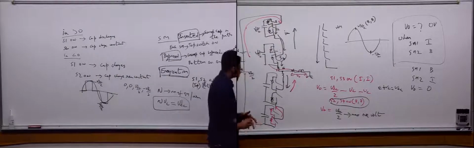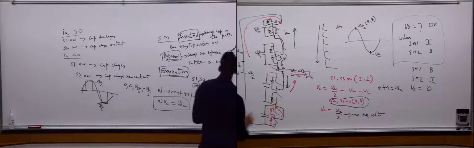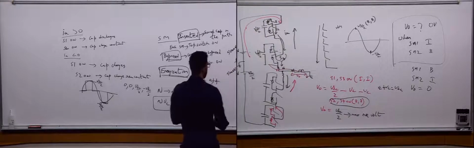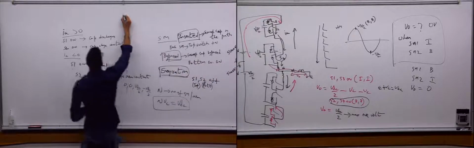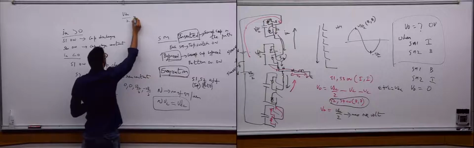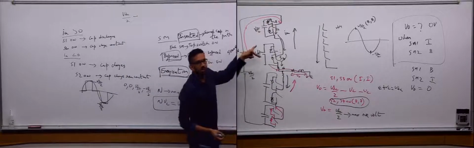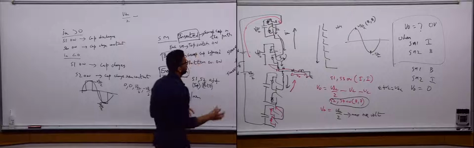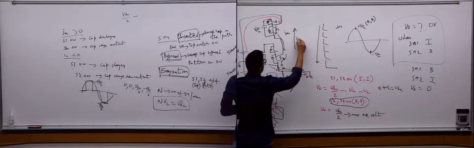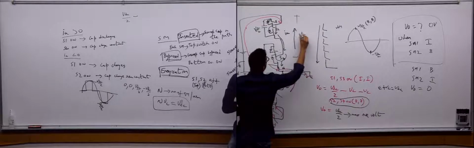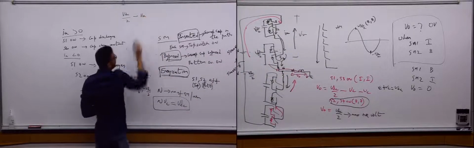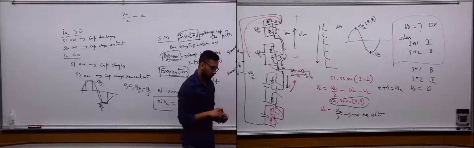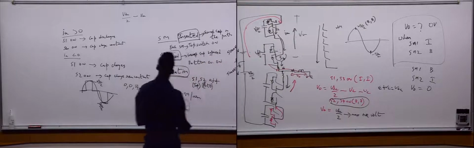So what happens with the lower arm then? So let's write a formula for the output voltage based on this. So we have VDC over 2 minus, let's call the net voltage produced by all the submodules, whether they are inserted or not, instantaneously to be VU. Okay, so let's call this voltage to be VU. So VDC over 2 minus VU minus, there is an arm voltage drop. I can include the arm voltage drop.